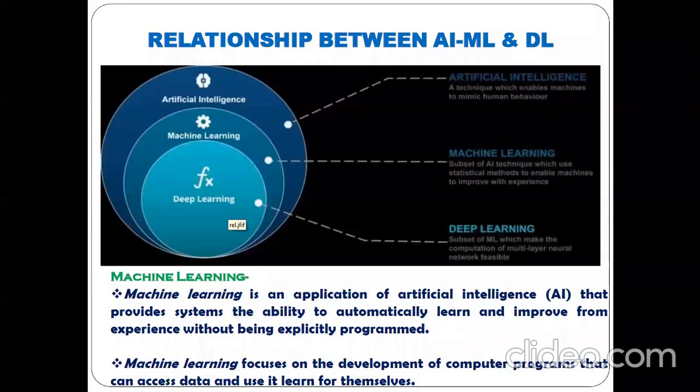Yes, sir. If you want to duplicate the human brain and put it in the machine, you need to create artificial neurons. When these artificial neurons are created and linked with each other, they form a particular network called an artificial neural network. So deep learning is nothing but the computation of artificial neural networks. Understood.